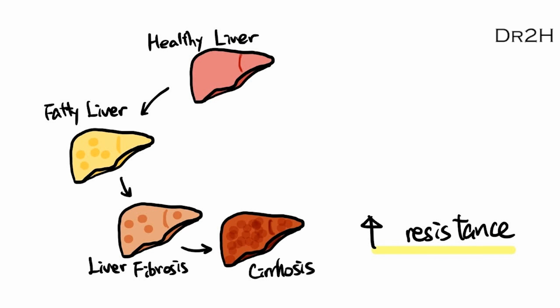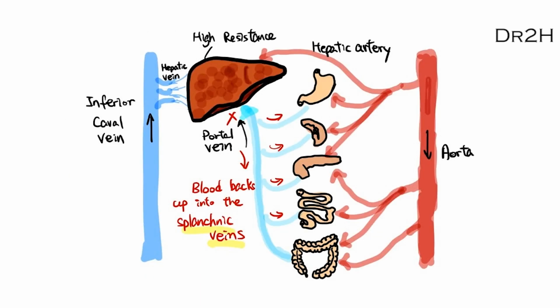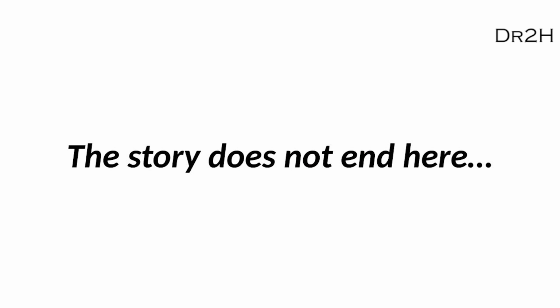When the liver has pathological fibrosis, such as cirrhosis, the resistance increases, and if the blood flow to the liver remains constant, the blood backs up into the splenic veins, and there will be pressure buildup in the portal venous system, leading to portal hypertension. But the story does not end here.